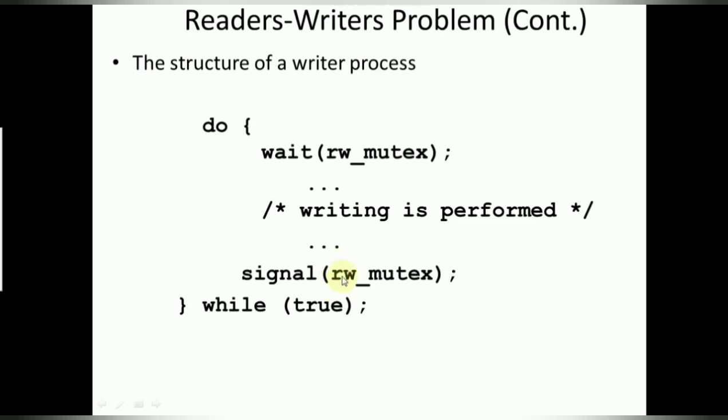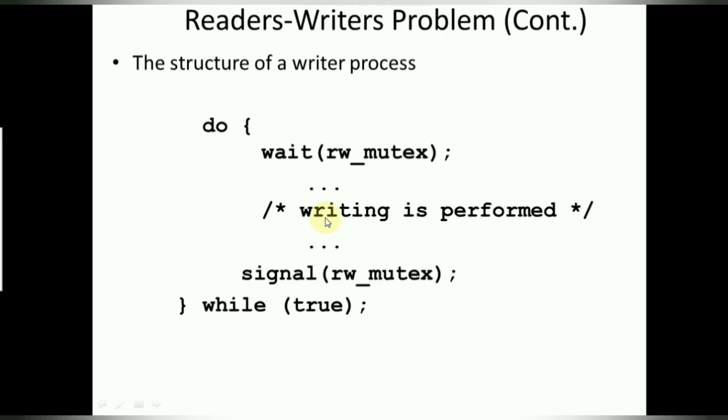Until it runs signal read-write mutex, if there is another writer, say P2, which is interested in writing, it has to wait until the read-write mutex is signaled. So this ensures that only one process is writing at a time.